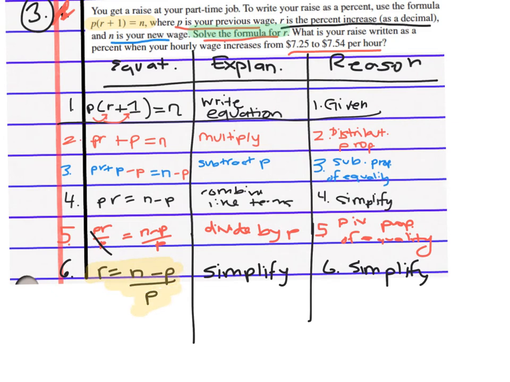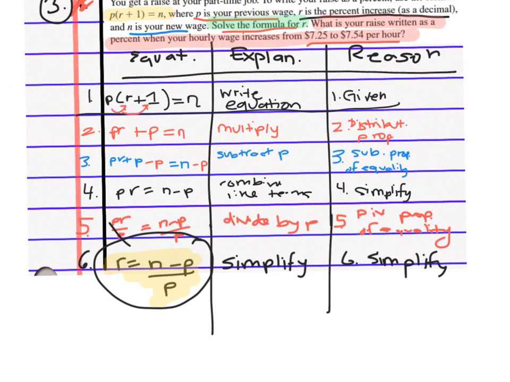All right, the next part says, what is your raise written as a percent when your hourly wage increases from $7.25 to $7.54? So all we're going to do for this is plug in our numbers. Okay. I'm not sure how to delete the text box, so I'm just going to leave it there for now, play around with it later.